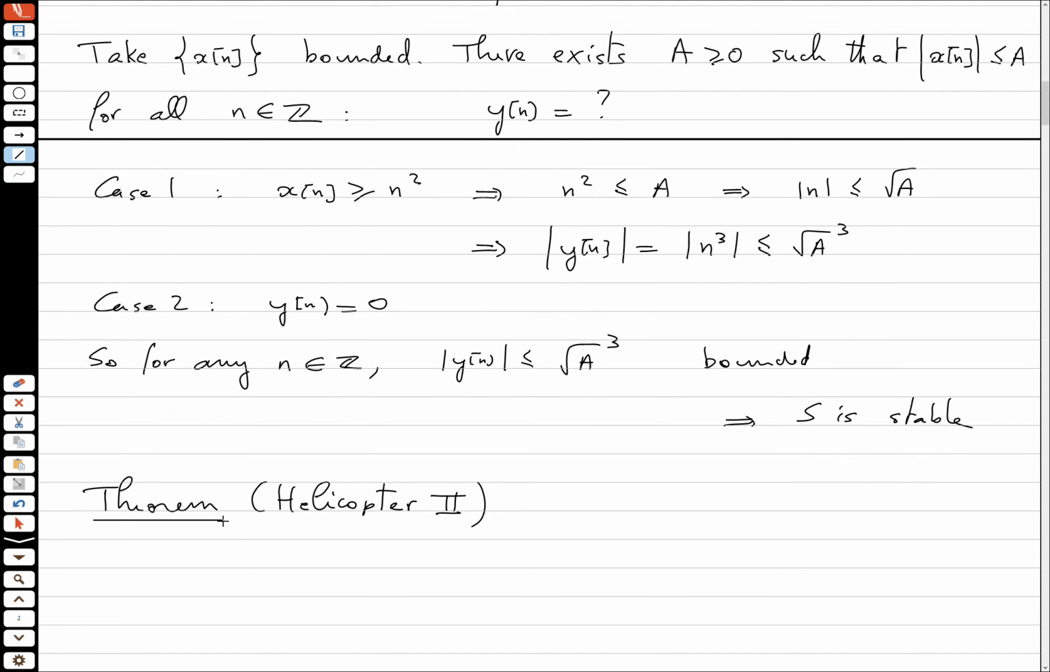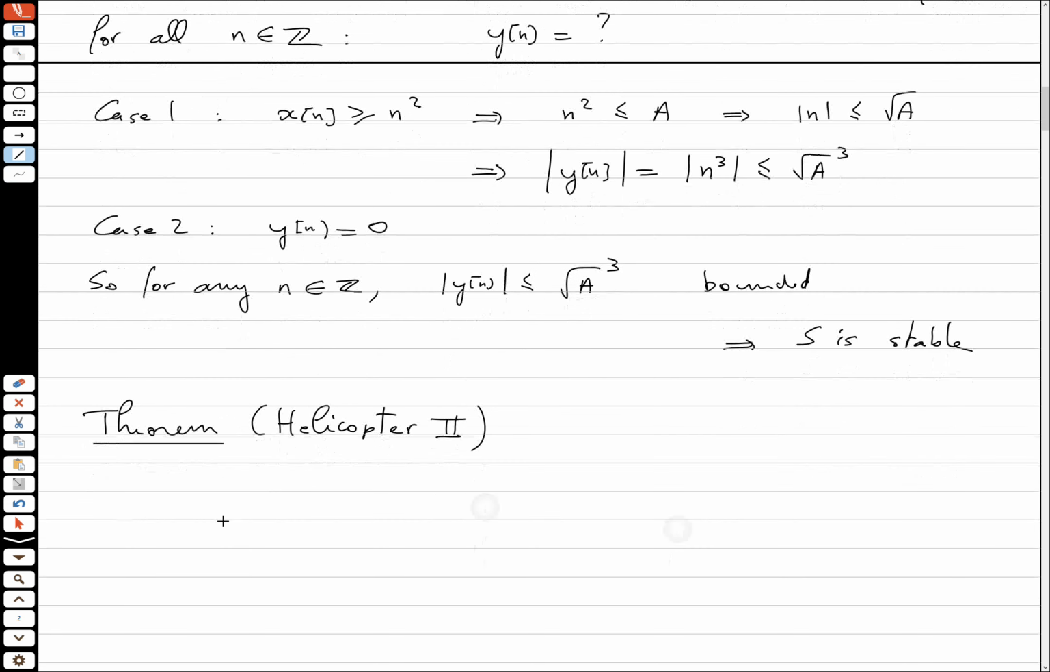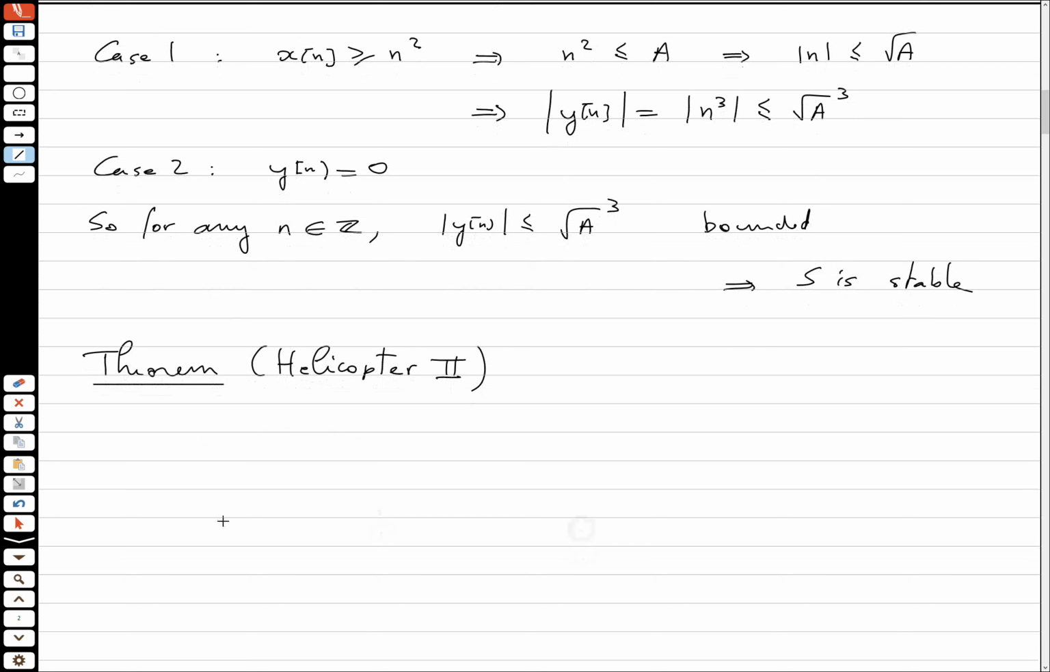You have the same issue for stability. To check stability when the system is LTI, there's also a helicopter, another one, not the same. Don't take the wrong helicopter. Otherwise, you don't get home. You get somewhere else, right? Helicopter 2 is for stability.